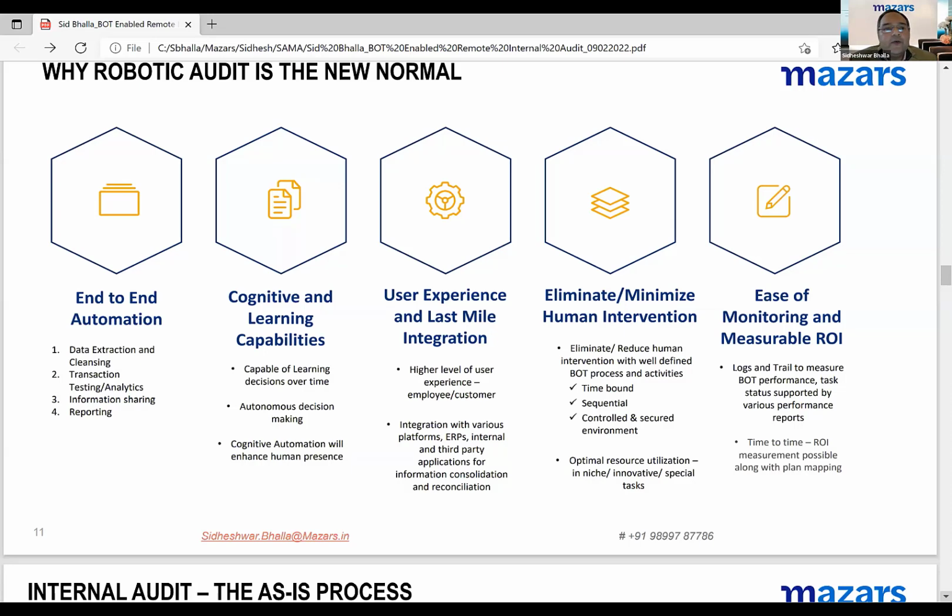Yes. I don't want to create too much suspense, as I will show a particular sample of how the bot is working. I think the clarity will also come over there. But before that, I'll quickly run through some of these slides.